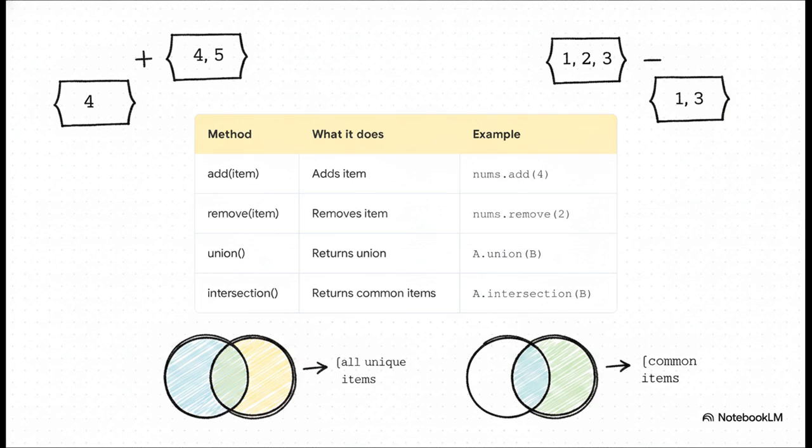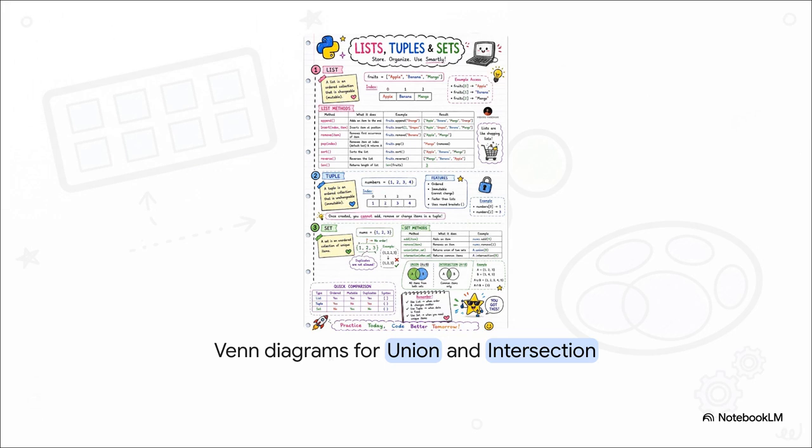But the real magic of sets comes from mathematical operations. You can combine two different sets together using union, which returns a brand new set containing all the unique items from both. Or you can use intersection, which looks at two sets and returns only the items that they both have in common. And this brilliantly illustrates exactly how those mathematical methods work.